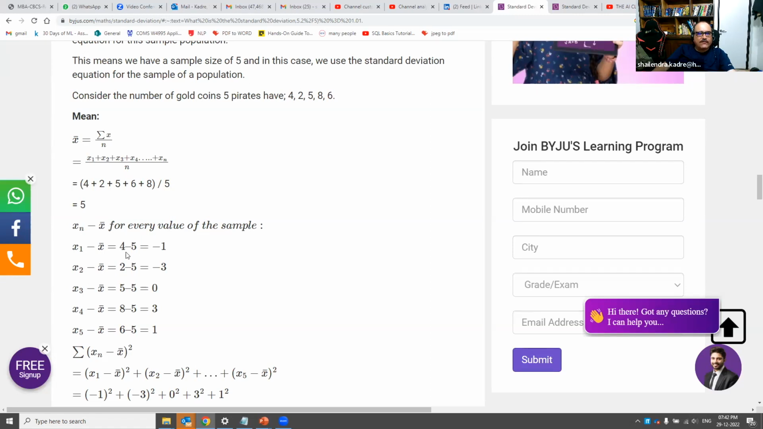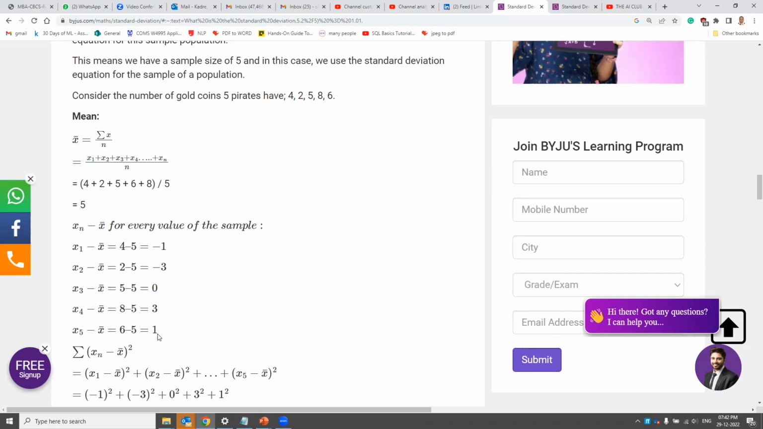So x bar is 5. So 4 minus 5 is minus 1. x2 was 2, so 2 minus x bar, which is 5, is minus 3. x3 was 5 and x bar was also 5, so 5 minus 5 is 0. x4 was 8 and x bar was 5, so 8 minus 5 is 3. x5 is equal to 6 and x bar is equal to 5, so I got 1. So is everybody clear what I have done here?